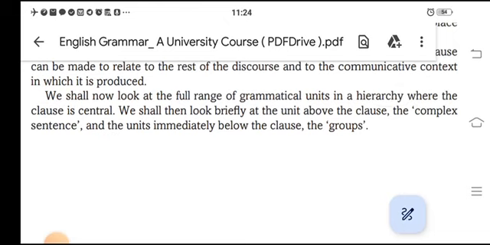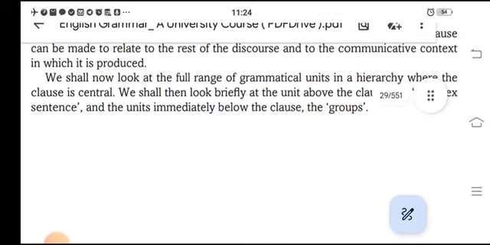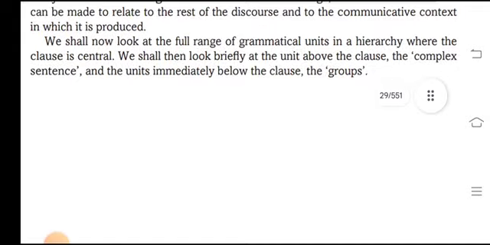We shall now look at the full range of grammatical units in the hierarchy where the clause is central. We shall then look briefly at the unit above the clause, the complex sentence, and the unit immediately below the clause, the groups.